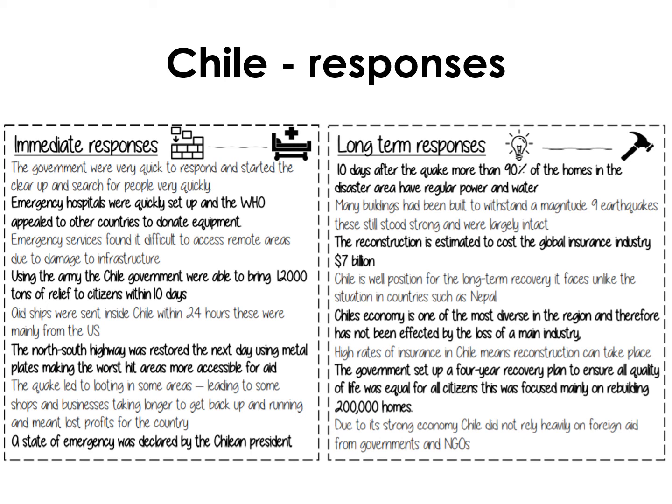The government has set up a 4-year recovery plan to ensure all quality of life was equal for all citizens, focused mainly on rebuilding 200,000 homes. Chile has quite a strong economy. It makes lots of money from trade and from its manufacturing and farming, and therefore it didn't have to rely heavily on foreign aid because they could do a significant amount of the work using their own finances.